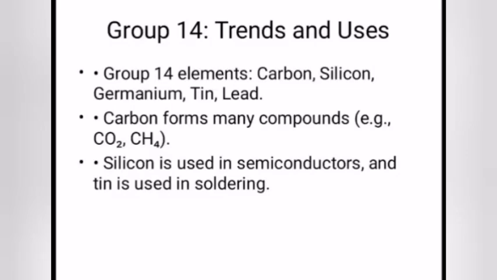Though tin is expensive, so they don't use tin. But silicon and tin, they are very good semiconductors. So the lower members of this group downwards, they are poisonous. That's lead. They are poisonous when they are exposed to the human body.